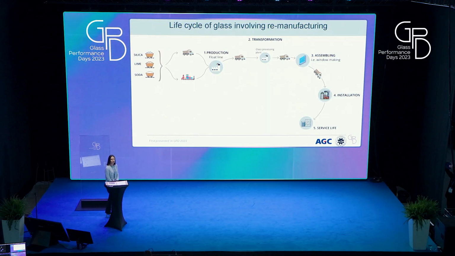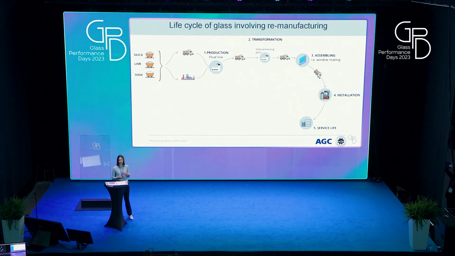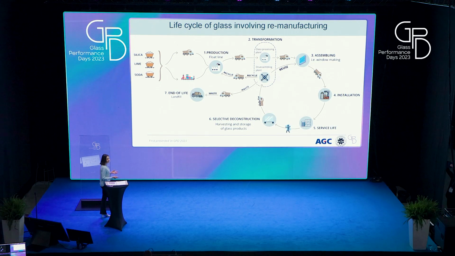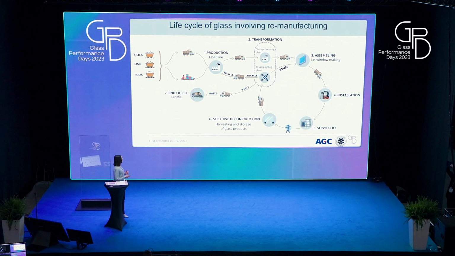Here, I'm going to show you how the linear life cycle that I've shown you before would become circular by reusing the post-consumer panel to remanufacture a new IGU. So let's consider implementing selective deconstruction at the building's service life. This would allow us to collect the glazing components, which can then be sent to a disassembling facility.